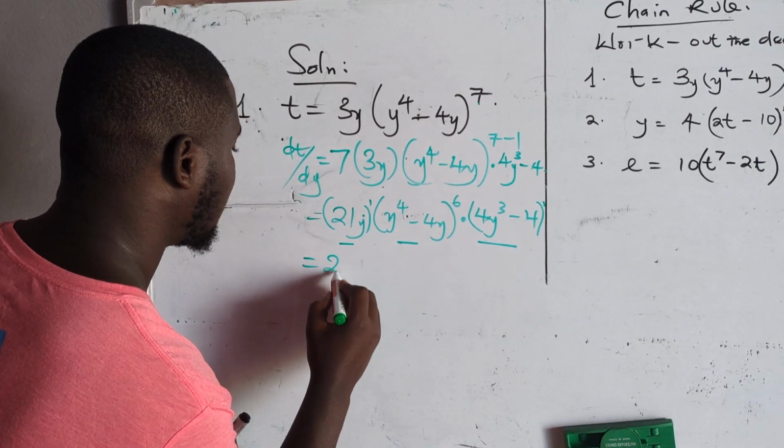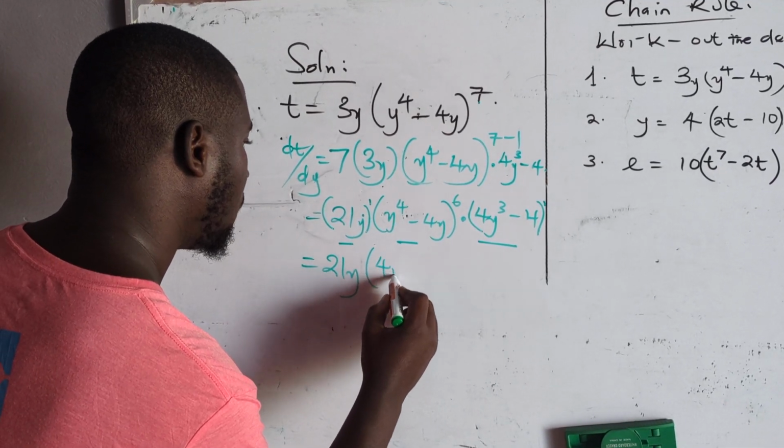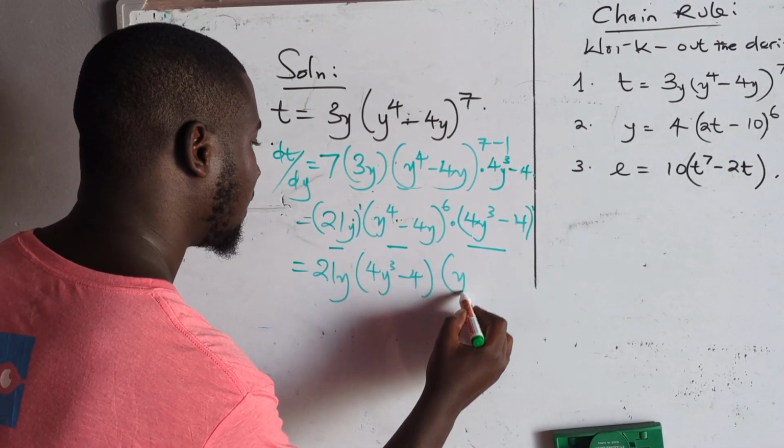So what we're going to get is 21y multiplied by 4y power 3 minus 4. Then you bring this function this side like this.